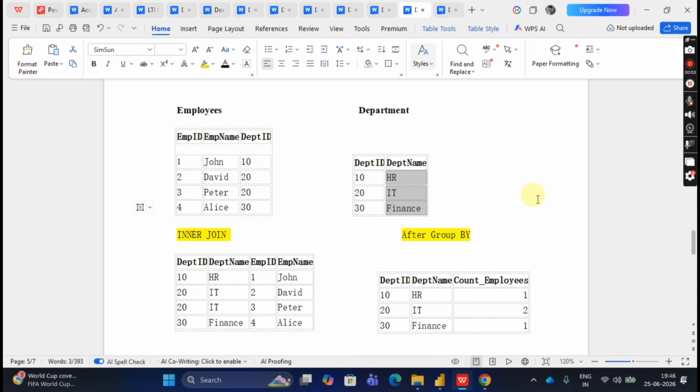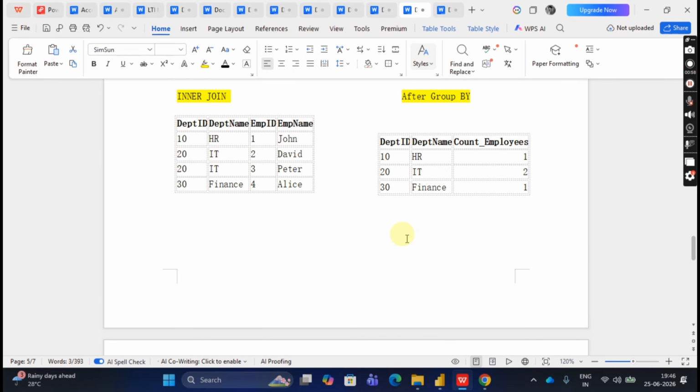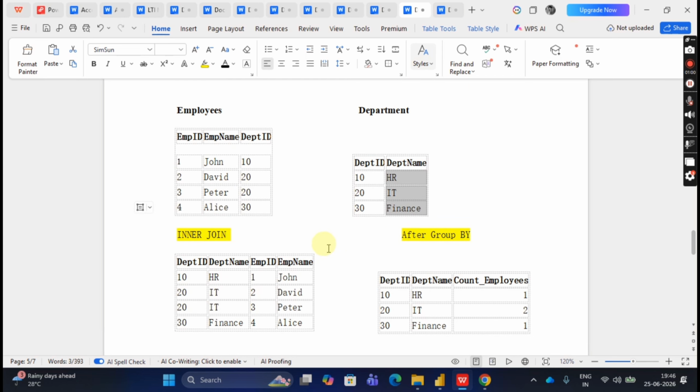We will be doing the inner join on department and employees, keeping the department table on the left. After the inner join, the table will look like department ID, department name, employee ID and employee name. We check that the first row of the department table matches with only one row of the employees table, that is John. So in the resultant table we get 10, HR, 1 and John.